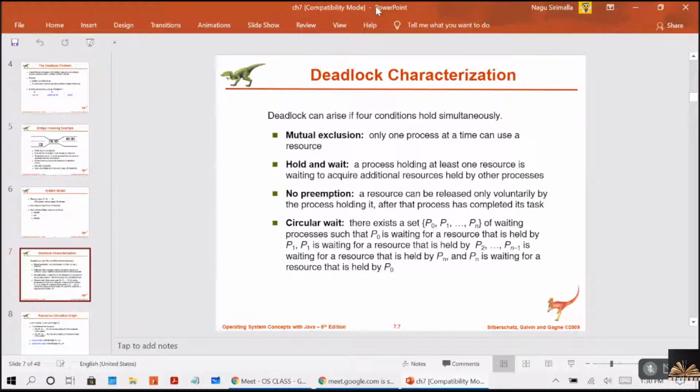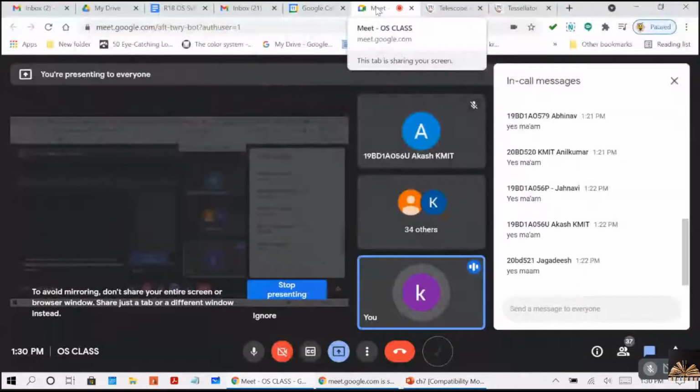So these are the 4 necessary conditions of the deadlock. This is very, very important. Sometimes you may also get it for the small answer questions. Now you please tell me what are the 4 necessary conditions of the deadlock? Please respond, guys. What are the necessary conditions for deadlock?